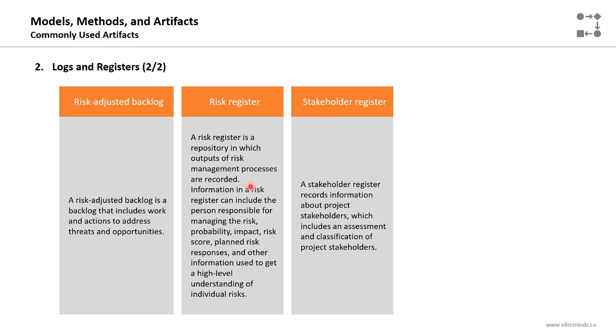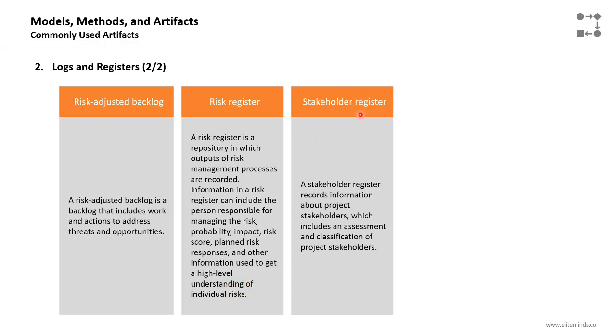The risk register, one of the most commonly used registers, is the repository in which outputs of risk management processes are being recorded. So all the updates of the risk management processes will be recorded in the risk register, starting with the identified risks, the risk owners, the risk triggers, the results of the risk analysis, and the proposed response plans. Information in a risk register can include the person responsible for managing the risk, probability, impact, risk score, planned risk responses, and other information used to get a high-level understanding of individual project risks.